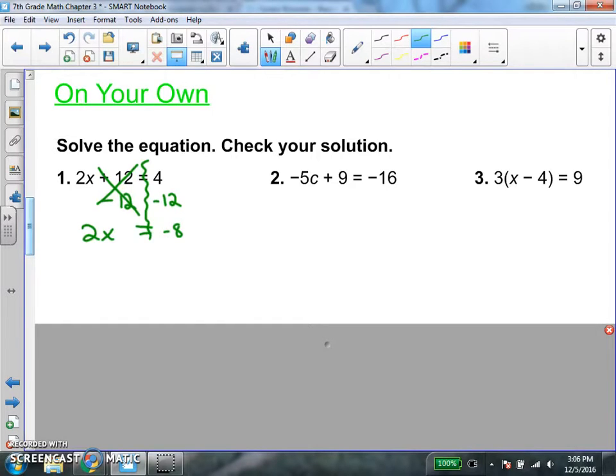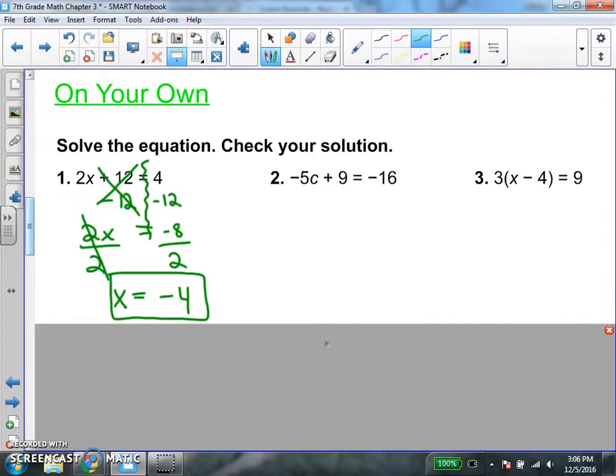And then I have one last step to isolate the variable. What's being done to x? It's being multiplied by 2. So the opposite would be to divide by 2 on each side. And I'm left with x equals negative 8 divided by 2, they have different signs, so my answer is going to be negative, and 8 divided by 2 is 4. If I plug that back into my original equation, it should check out. The answer is negative 4.